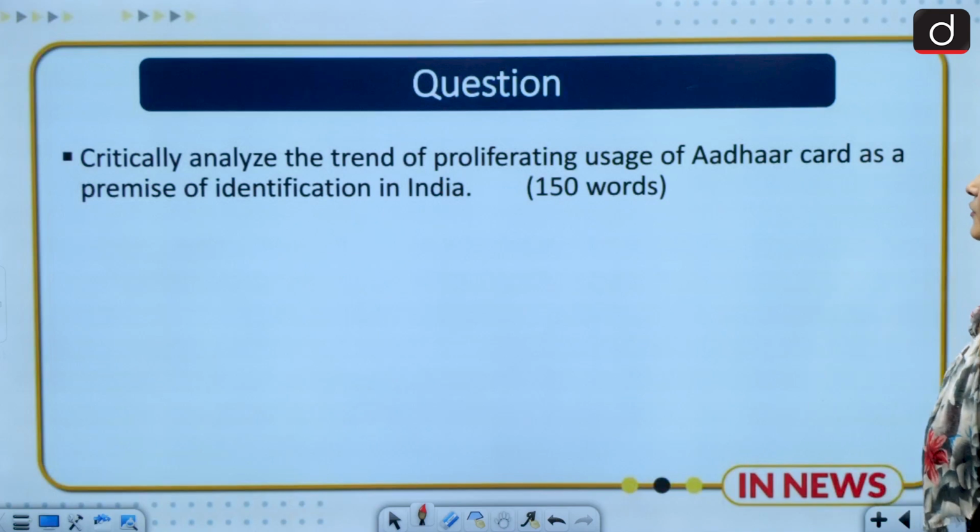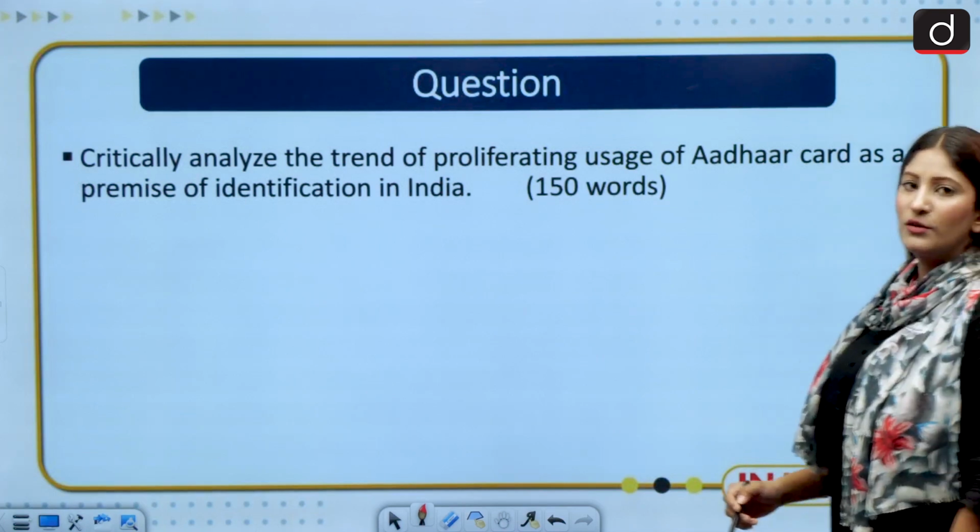Now let's look at our question. Critically analyze the trend of proliferating usage of the Aadhaar card as a premise of identification in India. You have to write it in 250 words.